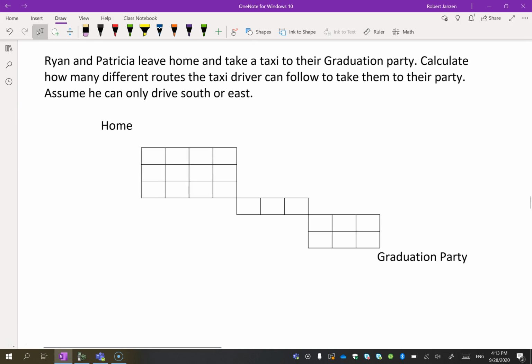Alright, same idea. Ryan and Patricia leave home, so that's right here, and take a taxi to the graduation party. Calculate how many different routes the taxi driver can follow to get them to their party. Alright, basically, this is 3 questions. I want to get from, let's call it, home to A, and then A to B, and then B to the graduation party. So how many ways can I get from home to dot A?